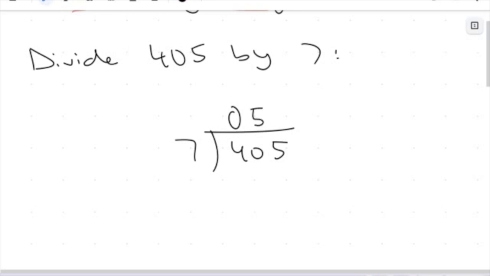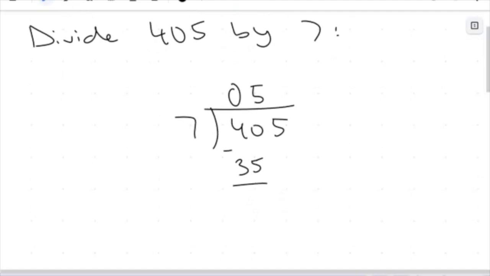Now to figure out that remainder, first, if we remember before from long division, we can multiply this number here by this one. That gives us 35. So that tells us that the closest whole number to 40 that 7 goes into is going to be 35. Now from here, we basically subtract that one from here to find what the remainder is. That gives us a remainder of 5.